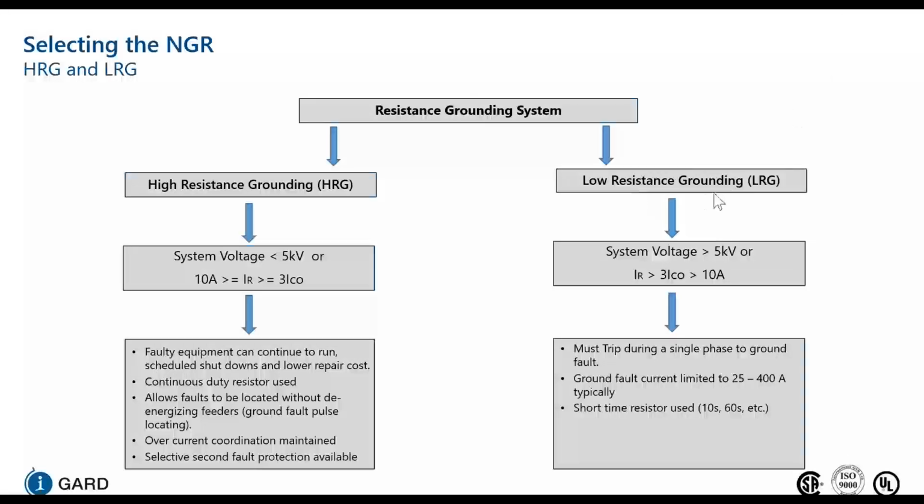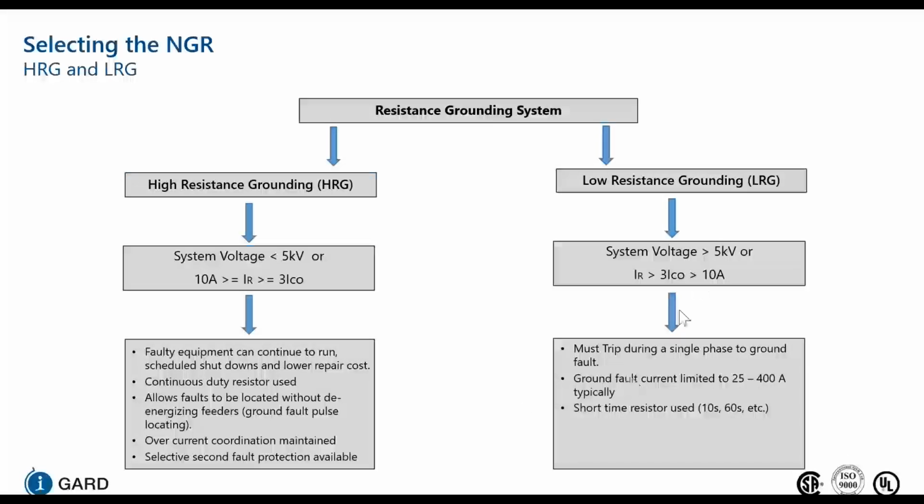With the low resistance grounding system, this is for systems that are greater than 5 kV or the charging current is greater than 10 amps. The disadvantage of a low resistance grounding system is that you have to trip on a ground fault because your current is greater than 10 amps. Now, on a solidly grounded system, you don't have ground fault protection unless your system is greater than 150 volts to ground and greater than 1,000 amps.